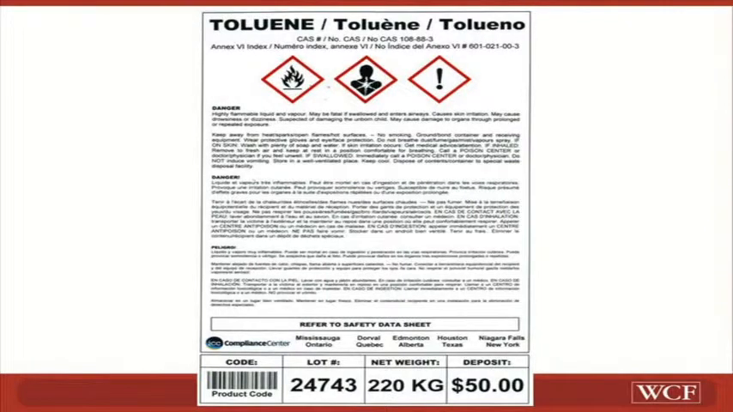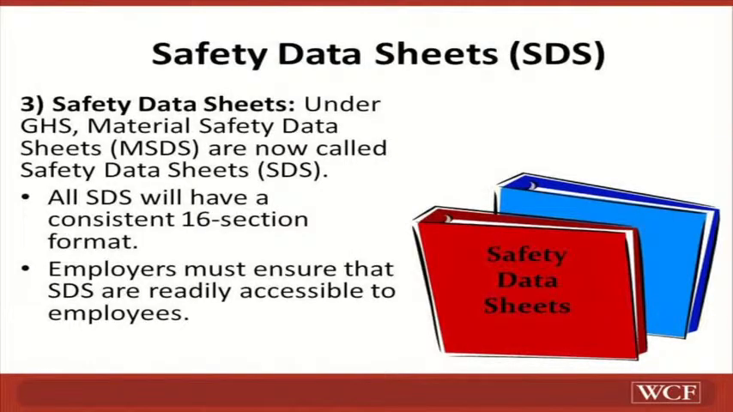So here's an example of one that's been produced by a Canadian manufacturer for toluene, and this is a good example of how these labels will look. The next change that we're going to talk about is the safety data sheets.